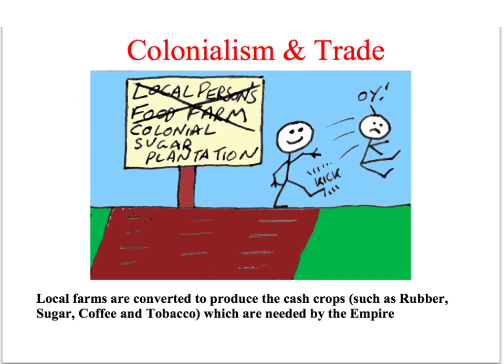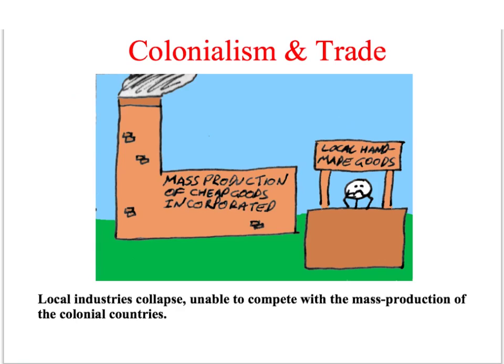And dependency theorists would argue that the unfair and exploitative trade relationships between rich and poor countries is a result of the long-term negative legacy of the colonial era. So, for example, as we can see in this cartoon, one of the consequences of colonialism is it shifted third world economies to the production of cash crops, leaving them very dependent on a limited number of exports. And during the colonial period, local industries often collapsed because they weren't able to compete with the mass production of the colonial countries such as the UK.